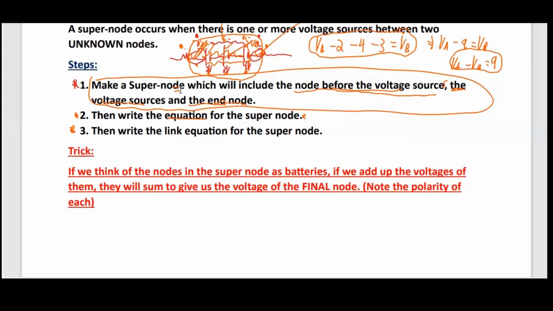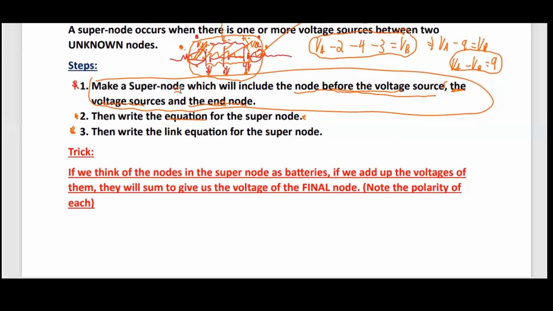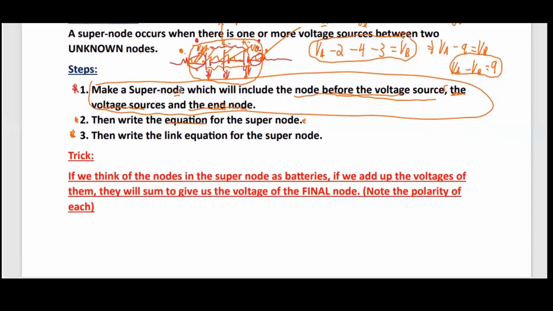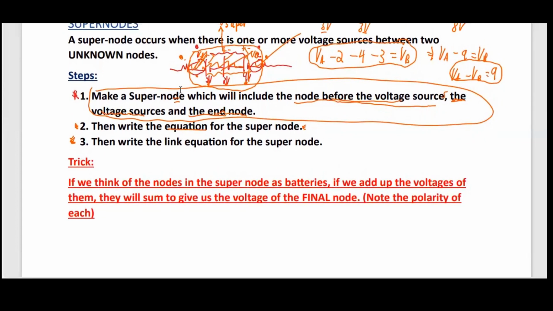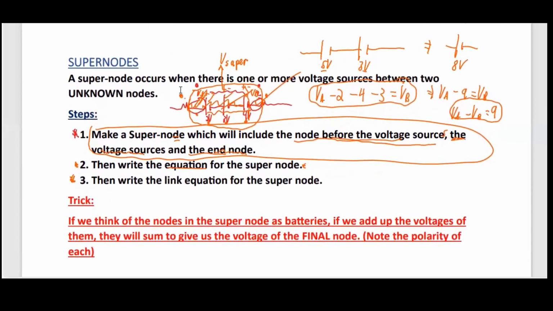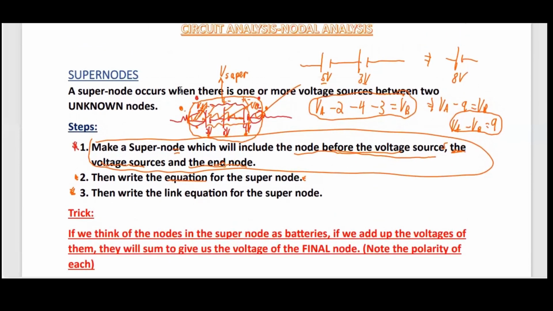And the same trick I said: if you think of the nodes in a supernode as batteries and add up their voltages, they will sum to give you the voltage of the final one, just like I did before. Note the polarity of each. You must know the polarity of each. It's very important. You don't assume everything will be positive; some stuff will be negative.